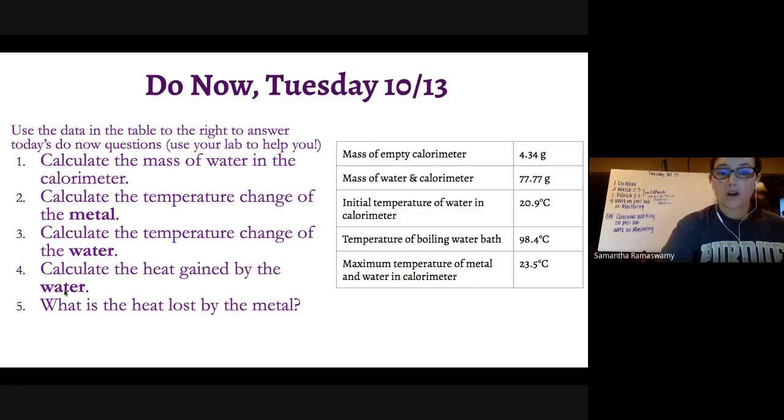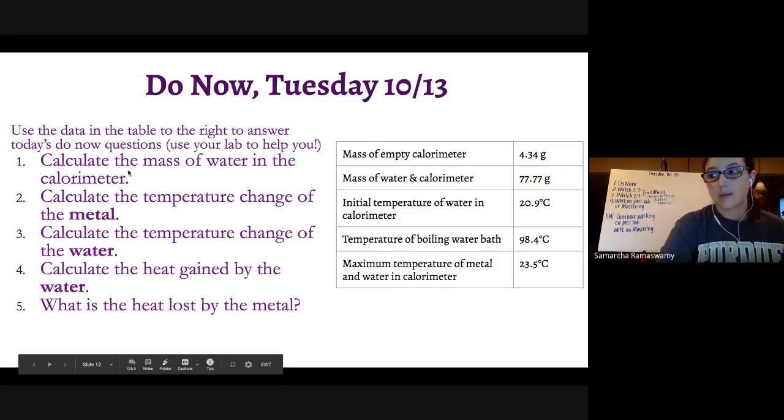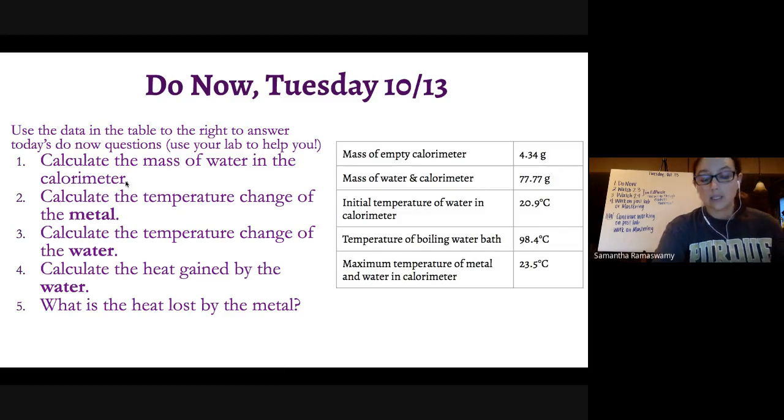If it's for the water, that means we need the mass of water, the specific heat of water, and the delta T of water. So mass of water we calculated in number 1, that's 73.43 grams. The specific heat of water was given to you in the background information of the lab. That's 4.184 joules per gram degree Celsius. And the delta T of water we calculated in number 3, 2.6 degrees Celsius.